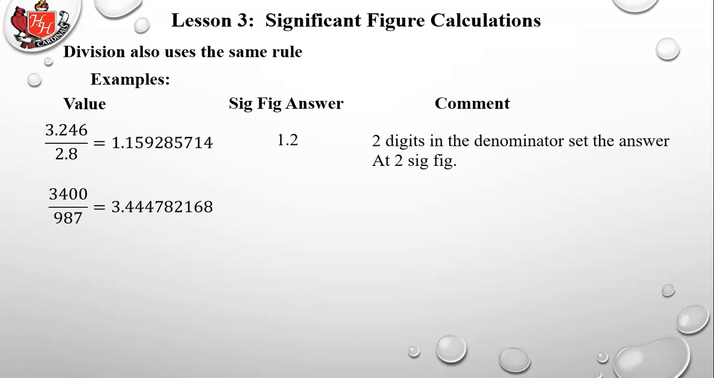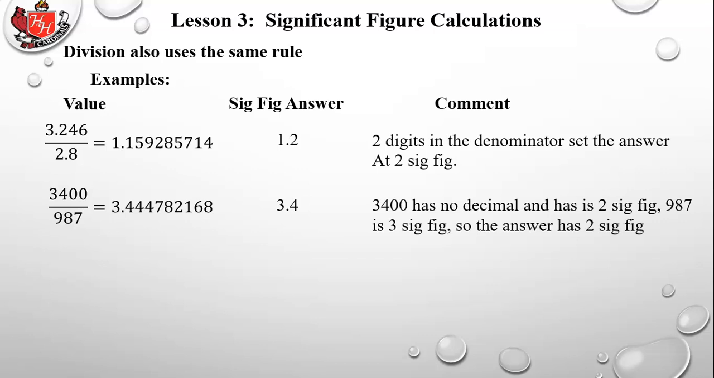How about this one? Which of those numbers has the least number of sig fig? The 3,400 does. So your calculator answer you have to limit to 2 significant figures. So 3,400 divided by 987, the sig fig answer is 3.4. 3,400 has no decimal and is 2 significant figures. 987 is 3 significant figures, so the answer has 2 significant figures.